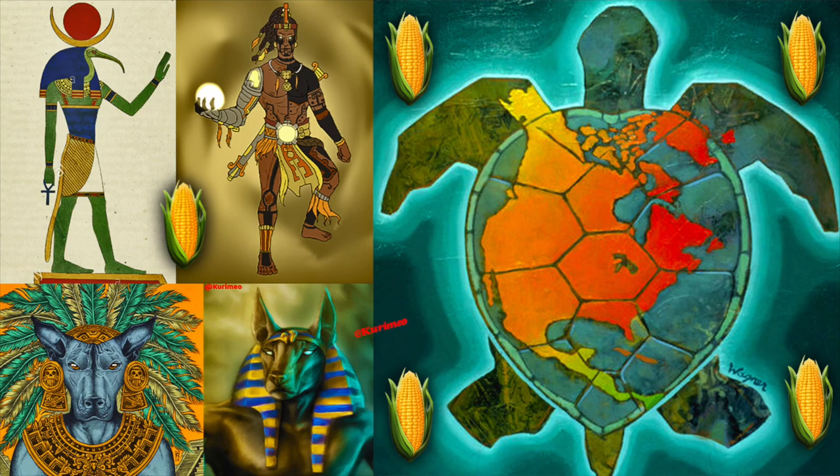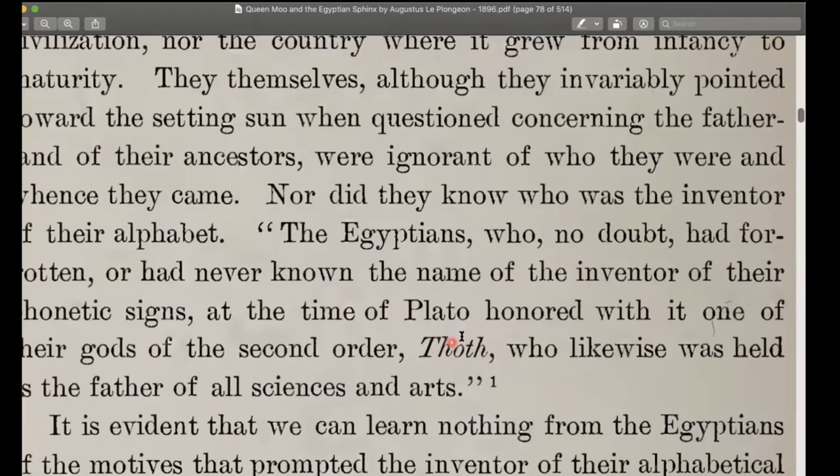It says the Egyptians, who no doubt had forgotten or had never known the name of the inventor of their phonetic signs at the time of Plato, honored with it one of their gods of the second order, Thoth. So they gave Thoth the credit for creating the alphabet, at least for them, right? But where did Thoth get all his knowledge? Who likewise was held as the father of all sciences and arts. All right, here we go. Let's get into Hermetics, alchemy, and all that other stuff. Hellenistic teachings. Then we get into Serapis. Then we get into Zeus and Greeks and all, and it keeps going.